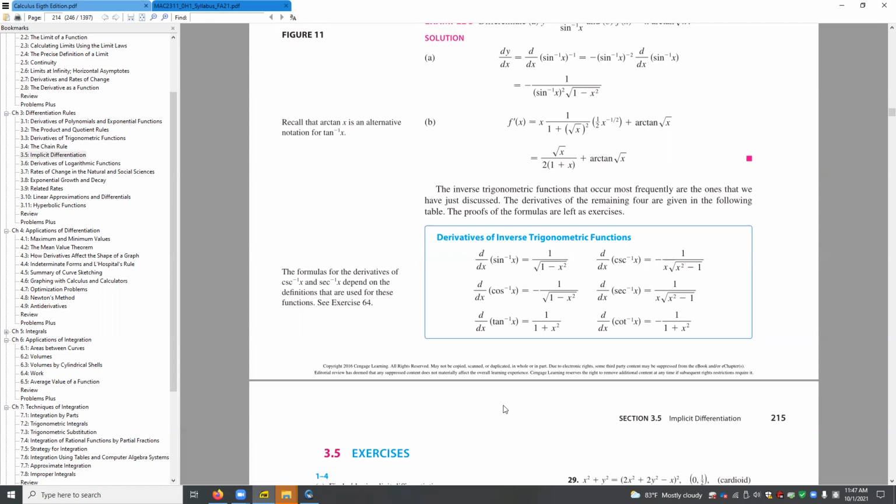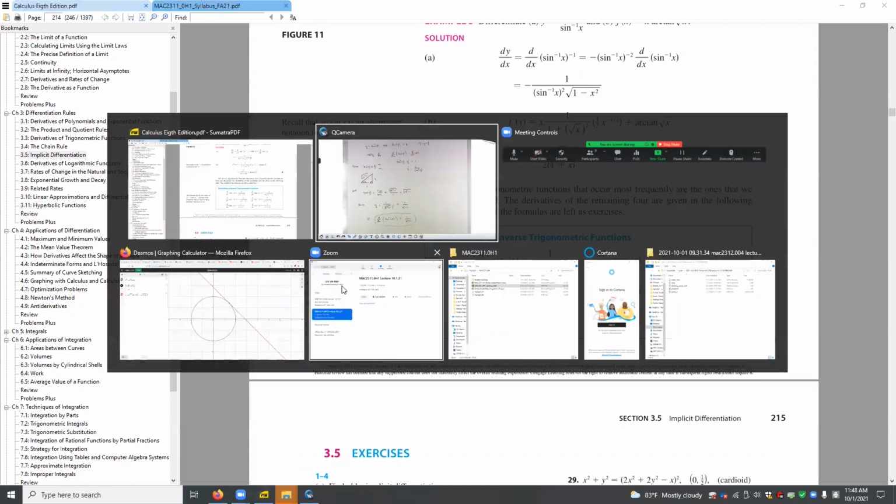Slight side question. There's a small note on the side of the chart. The formulas for the derivatives of arc cosecant x and arc secant x depend on the definitions that are used for these functions. Yep, so it depends on the domain restriction you choose. Let's take a look in Desmos really quick.